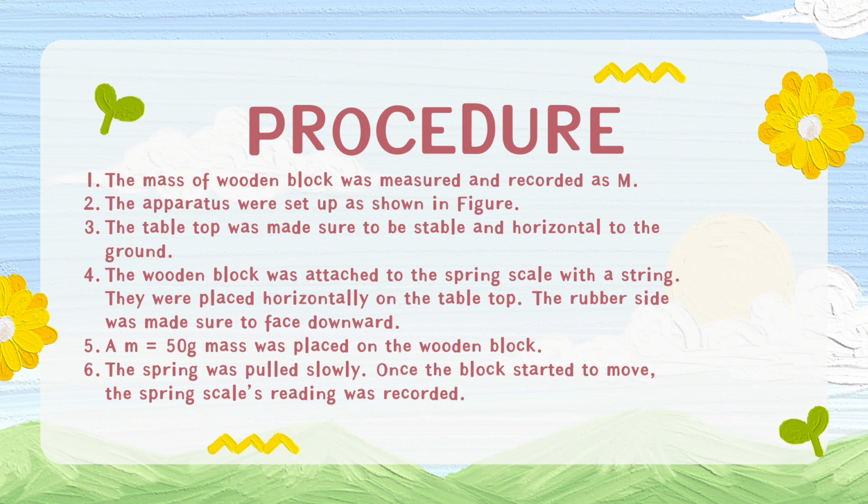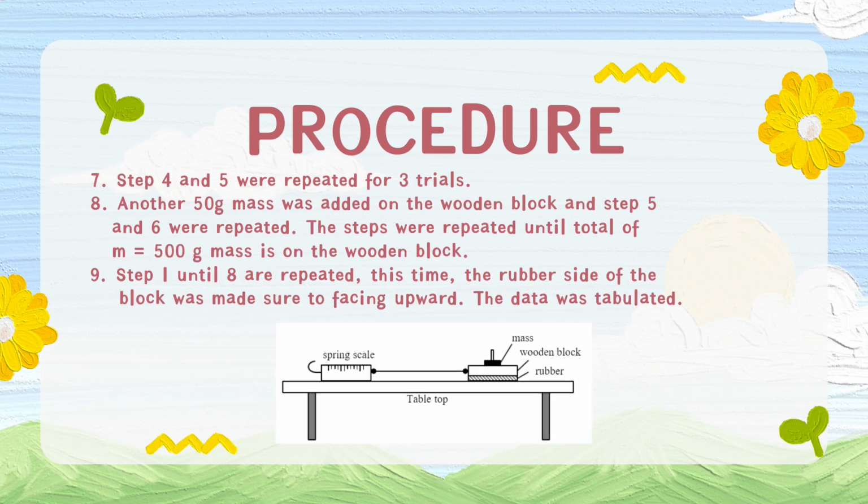The rubber side was made sure to face downward. A m equal to 50-gram mass was placed on the wooden block. The spring was pulled slowly. Once the block started to move, the spring scale's reading was recorded. Steps 4 and 5 were repeated for 3 trials. Another 50-gram mass was added on the wooden block, and steps 5 and 6 were repeated. The steps were repeated until a total of m equal to 500-gram mass is on the wooden block. Steps 1 until 8 are repeated. This time, the rubber side of the block was made sure to be facing upward.